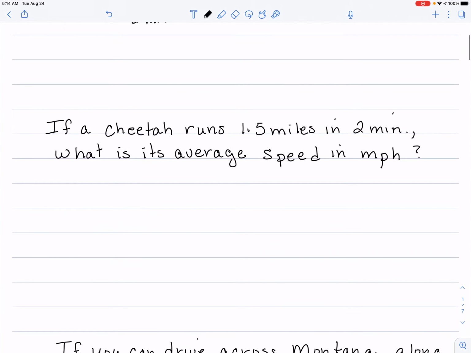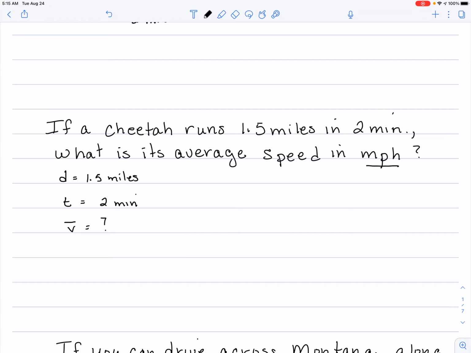In this one, we have a cheetah running at 1.5 miles. So our distance is going to be 1.5 miles. And our time is 2 minutes. And you're asked for average speed in miles per hour. Now you're going to have miles per minute, so let's go ahead and do that conversion right off the bat.